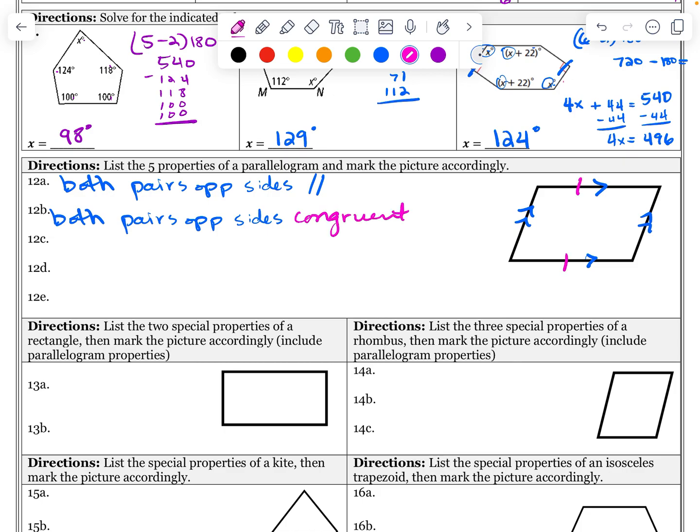So you're congruent to you, you're congruent to you. Gorgeous. We have opposite angles are congruent. So you're equal to you, and you're equal to you. We have diagonals that bisect each other. So when you come this way and this way, that's equal to that. That's equal to that.